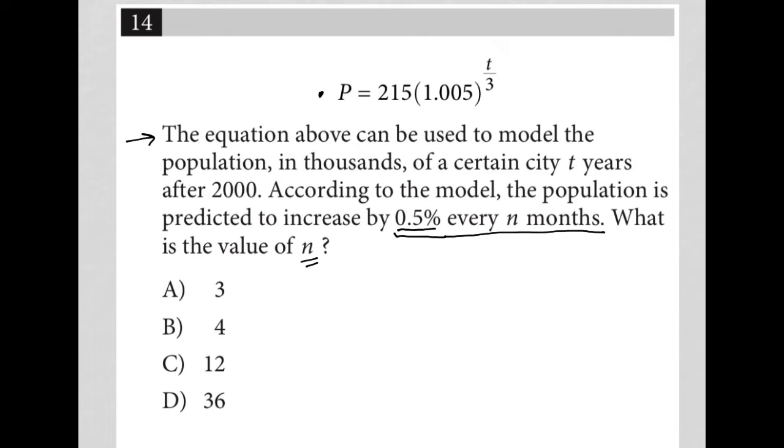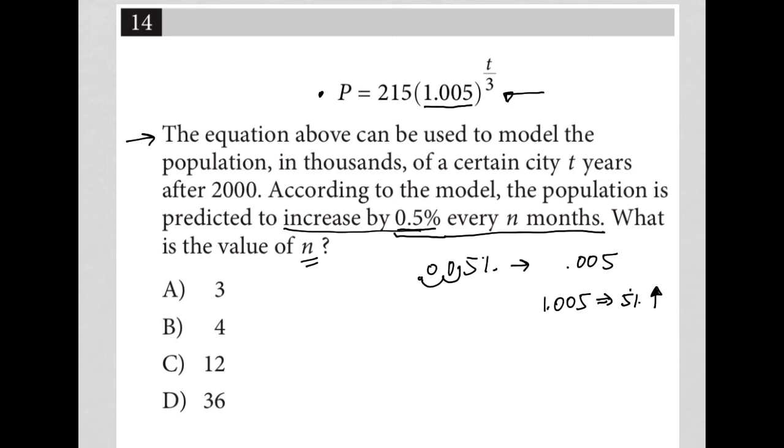All right, so I don't see an n in the equation, so I can't just plug in my answers here. I do see this 1.005. 0.5% as a decimal is the same as 0.005. You just move the decimal to the left twice. So 1.005 represents a 0.5% increase, which is exactly what this says.